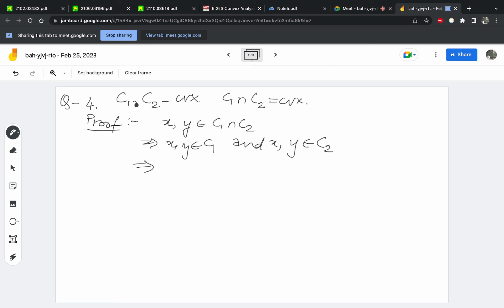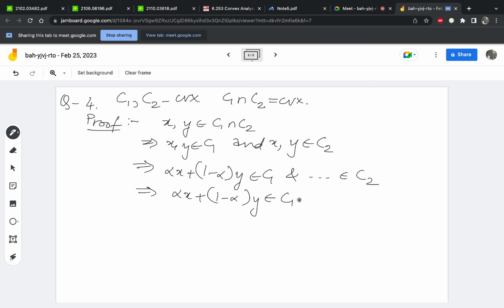So I'm just writing down whatever you said. If you have x and y belonging to the intersection of the two sets, they belong to both sets. Since each of them is a convex set, pick any alpha between 0 and 1. Then alpha x plus (1 minus alpha) y will be in C1 and in C2. This implies alpha x plus (1 minus alpha) y belongs to C1 intersection C2 for all alpha in 0 to 1. This implies C1 intersection C2 is convex. So this is true. I have a small doubt.